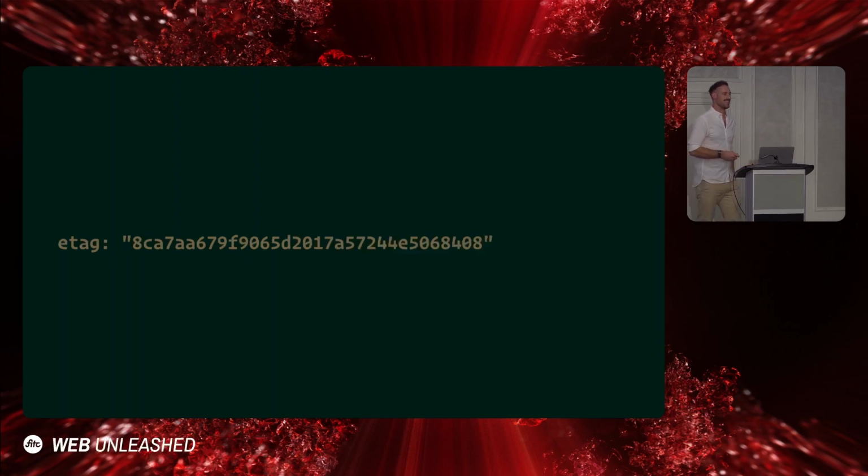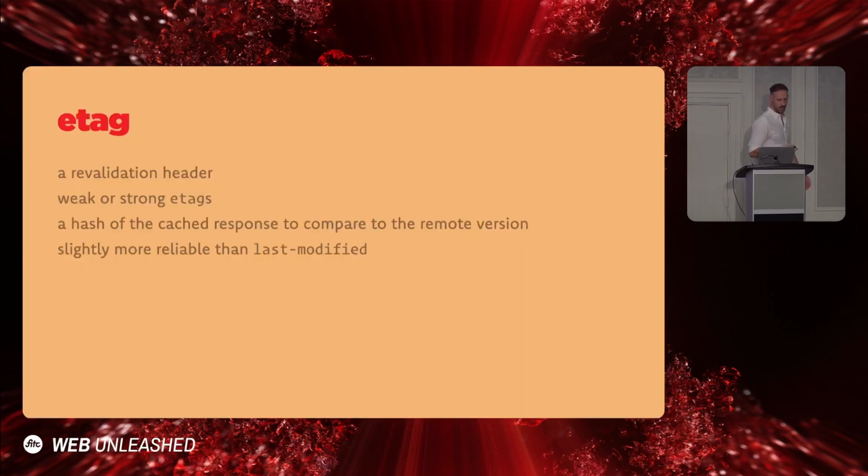A strong ETag is usually going to be a checksum of the contents of the file, and the analogy I use is more like a book's ISBN. This is a very specific reference to a very specific resource. So a revalidation header, you can have strong or weak versions. Strong ETags are usually programmatically slightly more expensive to compute, so if you do these at build time, that's much more preferable than trying to do them on demand.